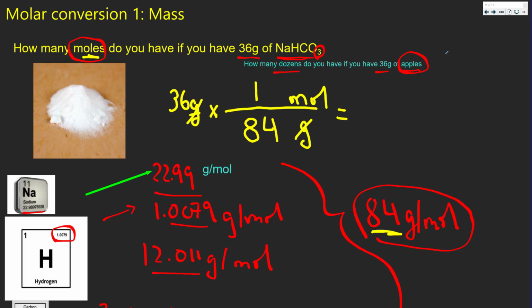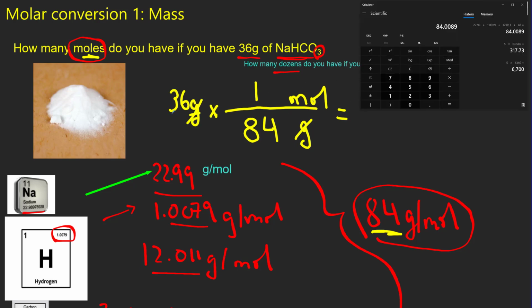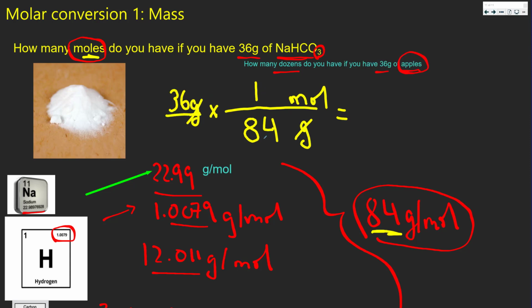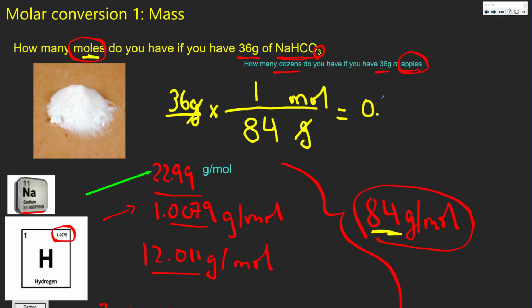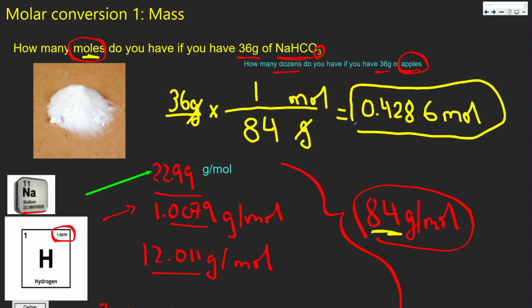And how do we do this math? Well, this math is just looking at 36 times 1 divided by 84. So in its essence, it's just 36 divided by 84, which is 0.4286. Let's just round it off. This is my mole, so that's what I just calculated. So if you have 36 grams of sodium bicarbonate, you only have about 0.4286 moles of it. And that's your first unit conversion. That's converting moles to mass or mass to moles. Thanks for watching.